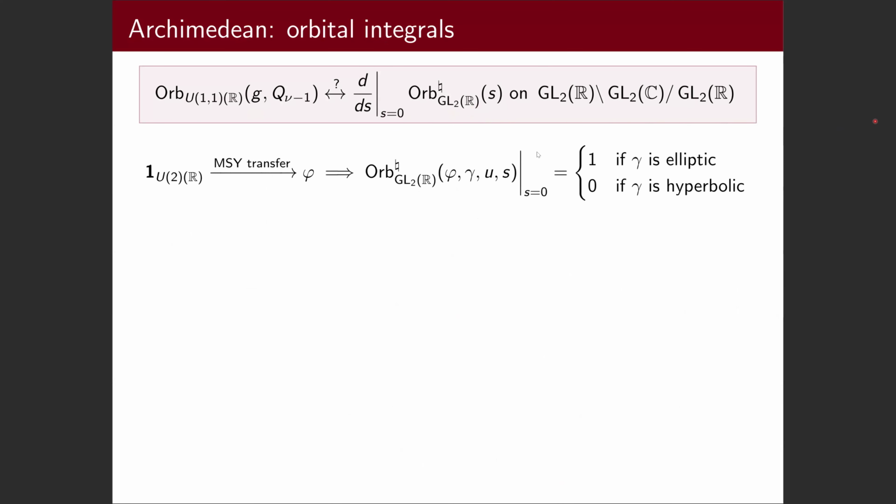And okay, I'll say more precisely what this is. The right-hand side is, so I need a test function. This is a transfer from the constant function on compact U2, essentially considered by Mihailescu, Sankaran, and Yang. And so it has the property that this orbital integral is 1 if gamma is elliptic and 0 if gamma is hyperbolic. That's what I mean by a transfer here.